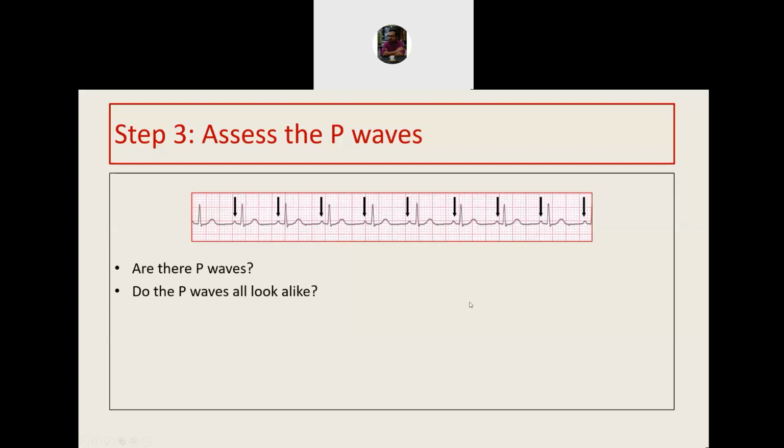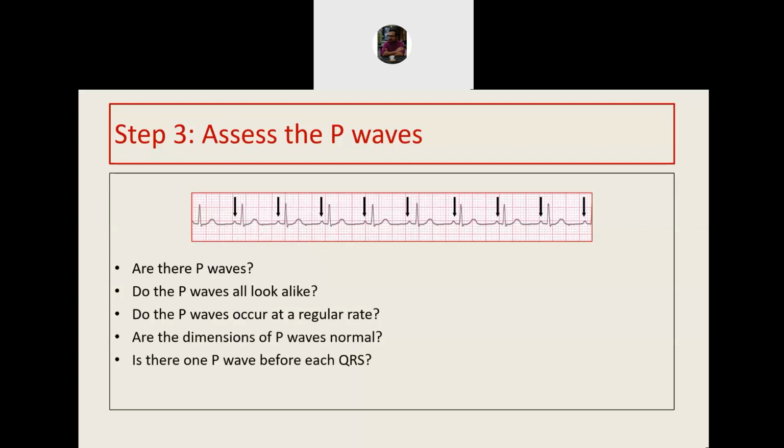Do all P waves look similar? The answer is yes. You can look at the P waves and they all look similar. Do all the P waves occur at regular rate? Yes, almost at regular interval they are coming. Are the dimensions normal? Let us measure. Upward it is about 1 box and horizontally it is about 1.5 box. We know that it has to be less than 3 boxes upward and less than 2.5 boxes horizontally. So yes, it is normal.